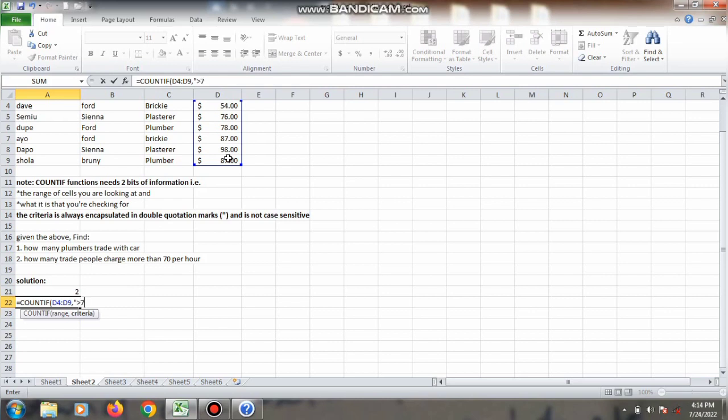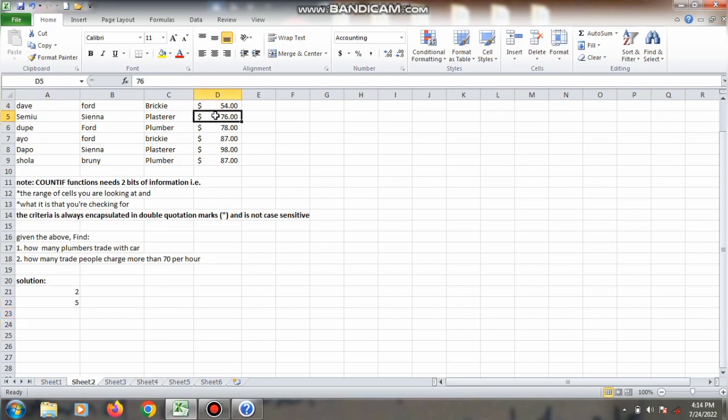Greater than symbol, more than 70. Then you close your bracket and you enter. What do I have here? I have 5 traders. That means 5 traders charge more than 70. Let's cross check our work to see if we truly get it. 76, 78, 84, 98, 87. That is 5. Very correct.